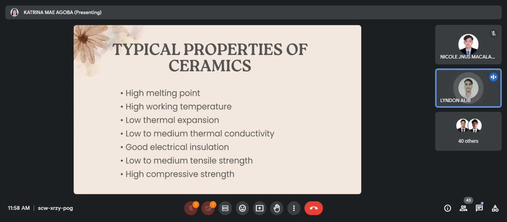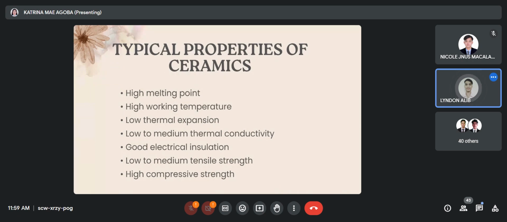At ang last naman natin na typical property ng ceramics ay meron siyang high compressive strength. Ang compressive strength kasi, siya naman yung kabaliktaran ng tensile strength. Kung ang tensile ay nagre-resist ng tension, ang compressive naman nagre-resist ng compression. Kung ang tensile ay pa-stretch, ang compressive naman ay kino-compress na yung material hanggang sa mag-break ito. Dahil high compressive strength ang ceramics, so required din nito ng high compression force para masira. So, yun lang para sa typical properties of ceramics.